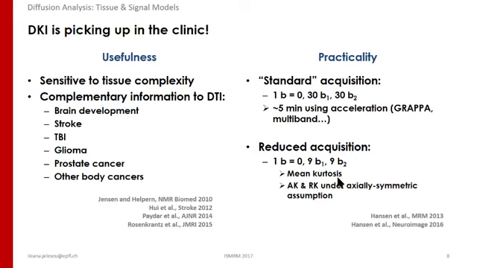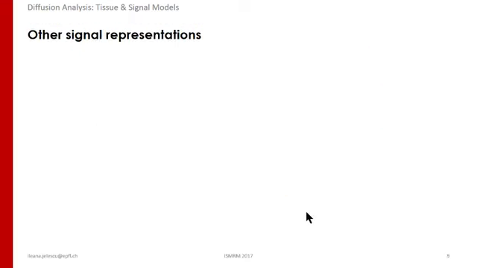So you cannot extract the full kurtosis tensor, obviously, but you can extract the mean kurtosis. And you can also estimate axial and radial kurtosis if you assume your tensors are axially symmetric. So this is work by Hansen et al., and it's really bringing down the acquisition time for DKI, which will make it more and more used in the clinic.